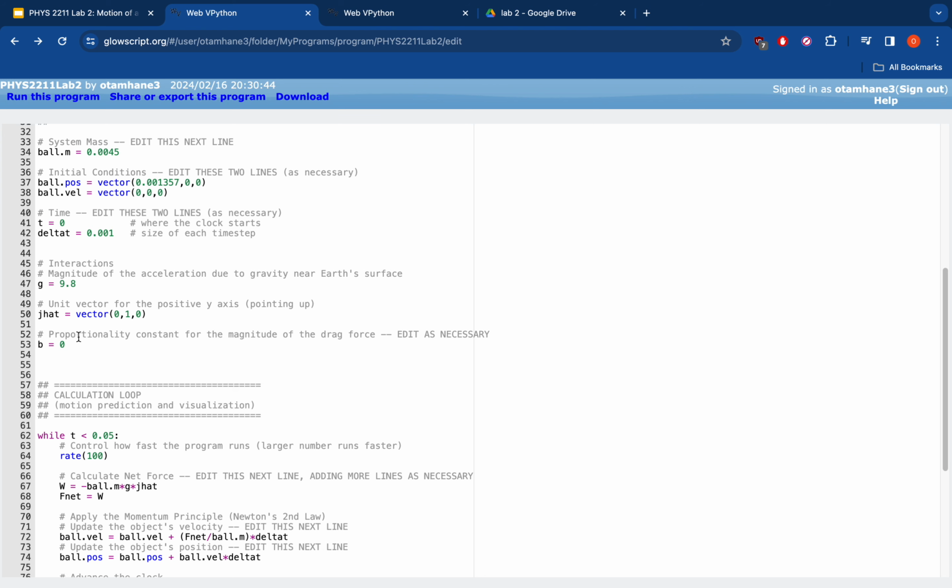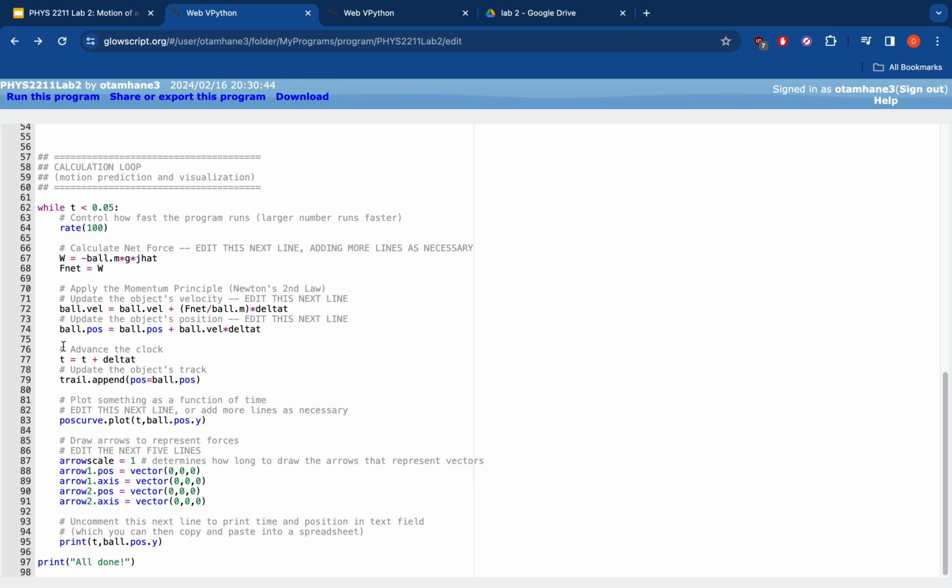Now this b value is extremely important. It is the proportionality constant for the magnitude of the drag force. In this case, we're saying there's no drag force, we're only looking at the effects of gravity on the ball, and therefore we put b equal to 0. Everything else stays the same. I do want to mention lines 72 and 74. I updated these so that final velocity is equal to initial velocity plus F net over m times delta t, and the same with position: ball position is equal to ball initial position plus velocity times delta t, which takes the velocity from line 72.